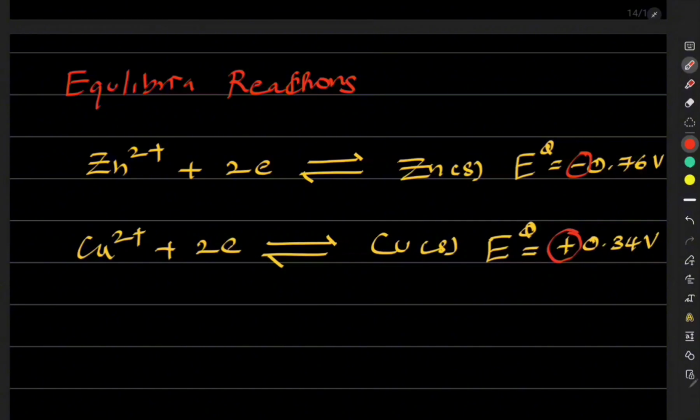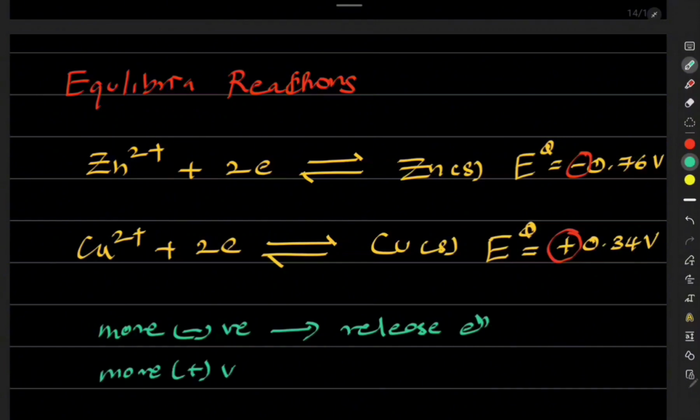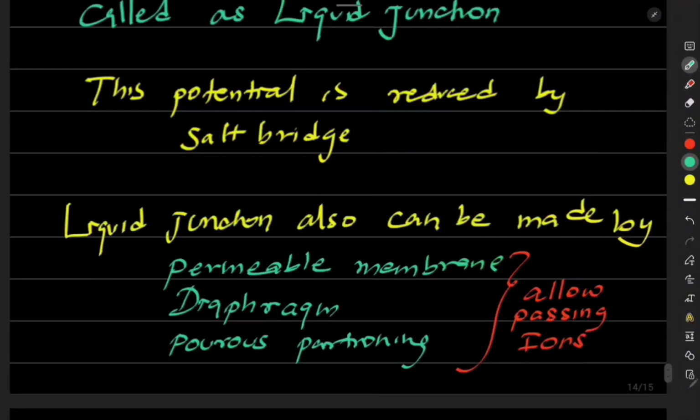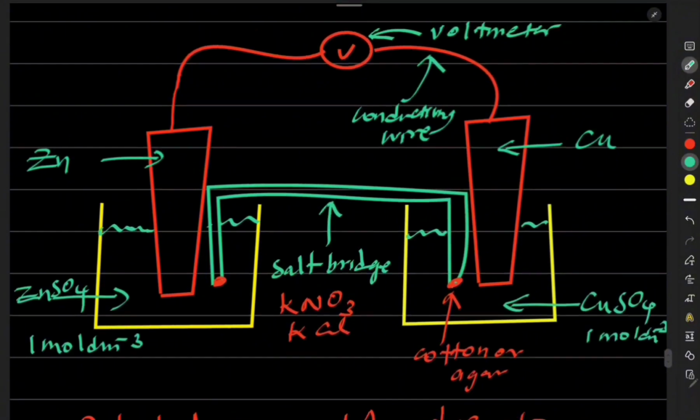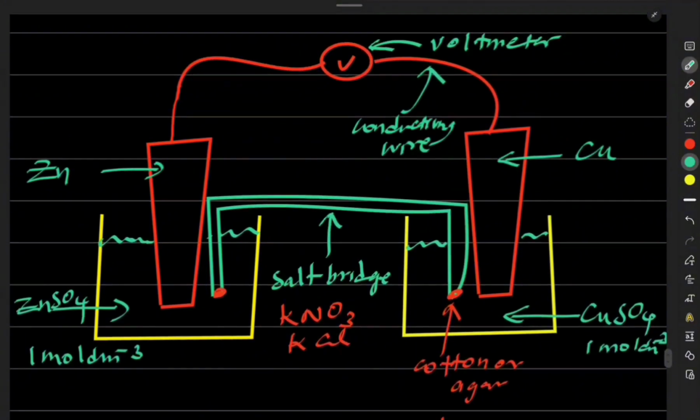We have already learned this. More negative means release electrons. More positive means gain electrons. Standard reduction potential, if it is more negative, it releases electrons. If it is more positive, it gains electrons. In the electrochemical series, electrons will flow from a high electron concentrated area to a low electron concentrated area.